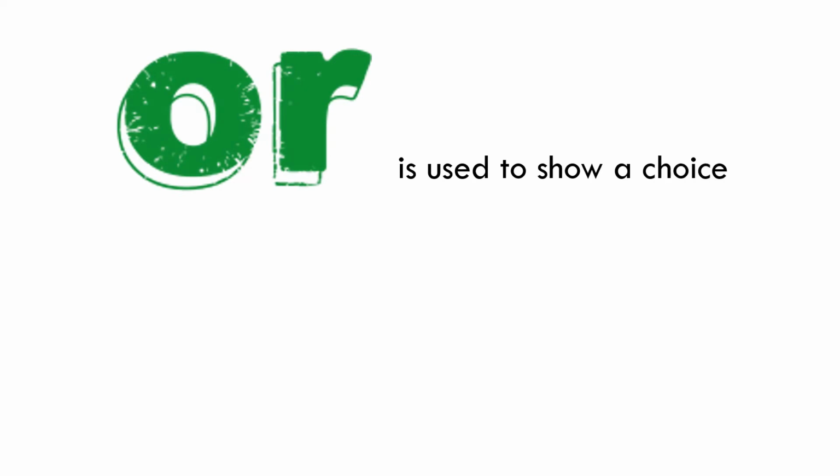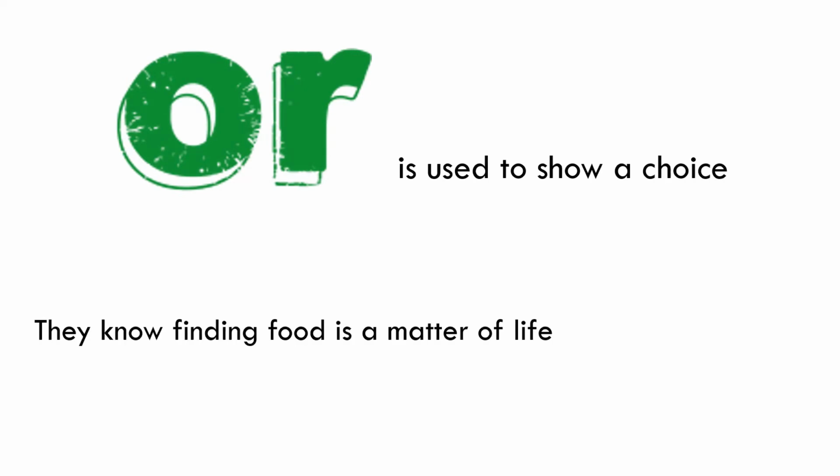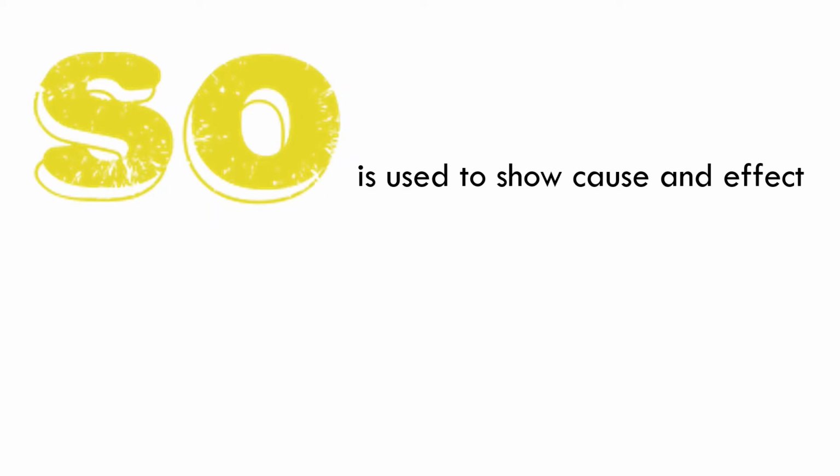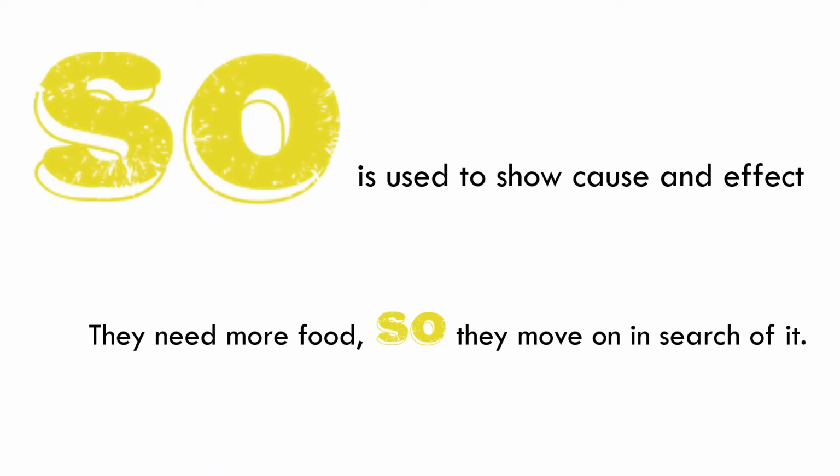Or is used to show a choice. They know finding food is a matter of life or death. So is used to show cause and effect. They need more food, so they move on in search of it.